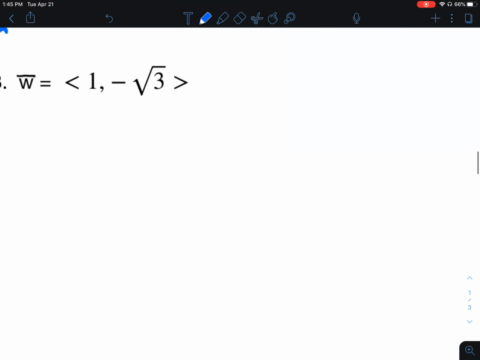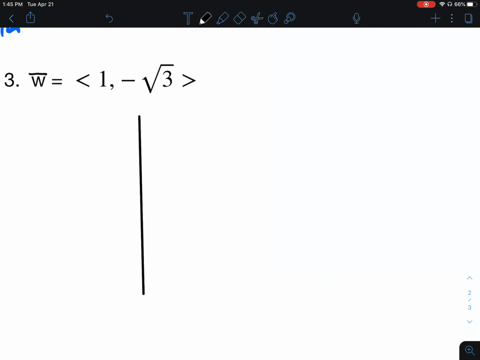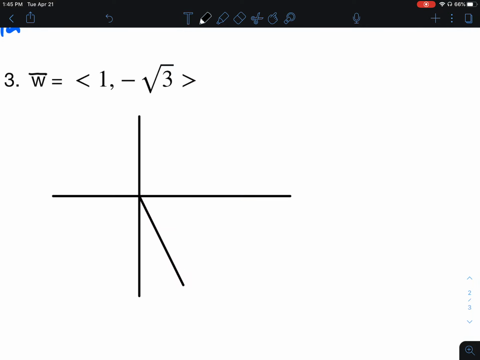Let's check out number 3. We got vector W. It's going to be in quadrant 4. So if you recognize this is a special, we're going to go to the right one and then down square root of 3. So if we go to the right one and down square root of 3, hopefully you recognize it's a 30, 60, 90, with the 60 degrees being the reference angle.